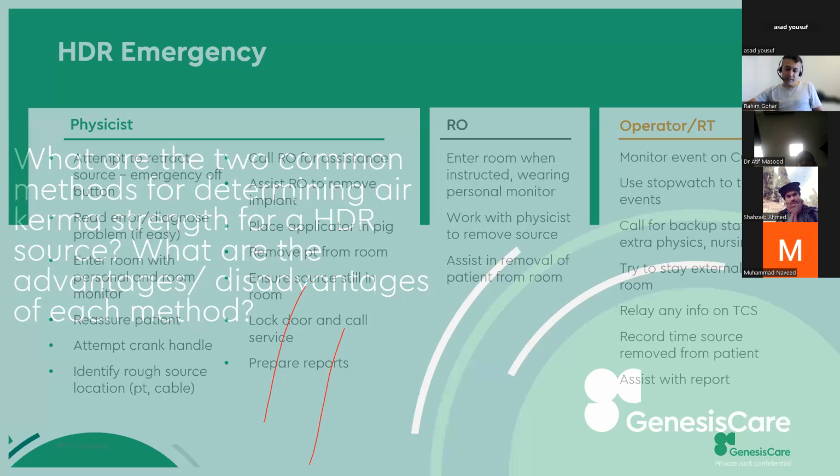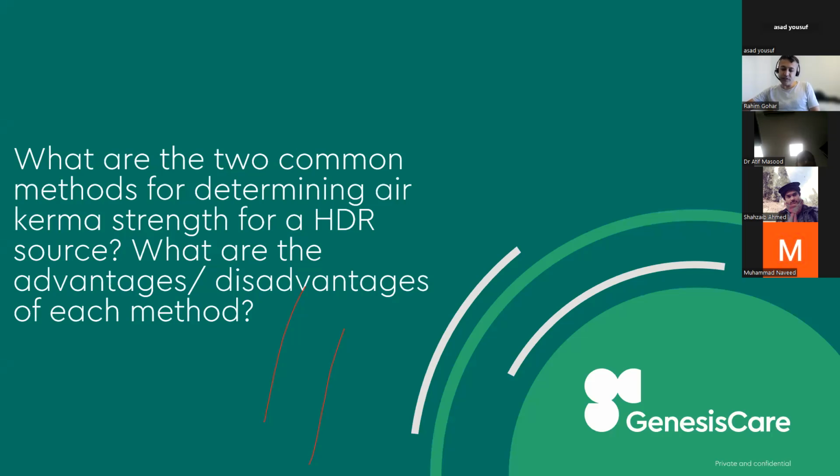Two common methods are mentioned in the IAEA TECDOC 1274 to find out the air kerma strength for your HDR. I remember we used to do it using the well chamber. Dr. Atif, back when we were doing a training, used to show us the brachytherapy QA and all the stuff. I still remember the hands-on part of that training. There was a workshop. Asad, I hope you remember that.